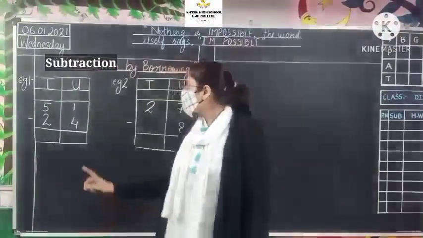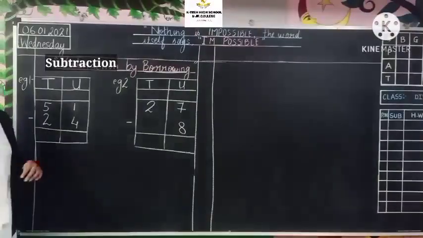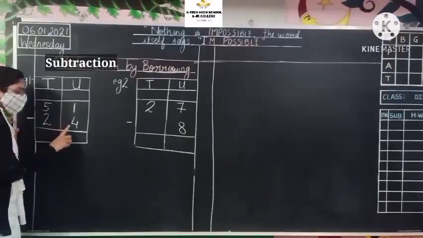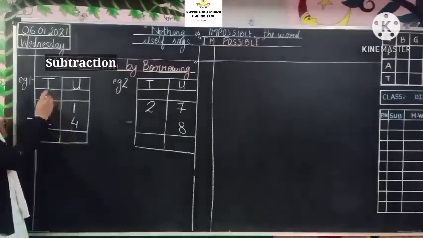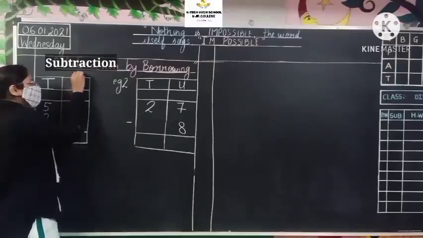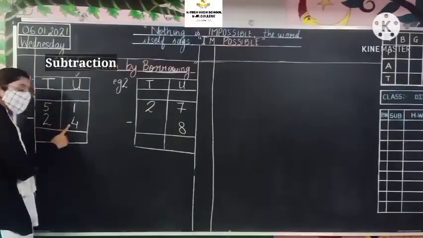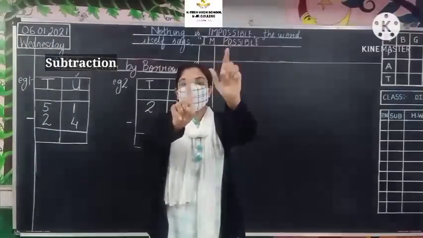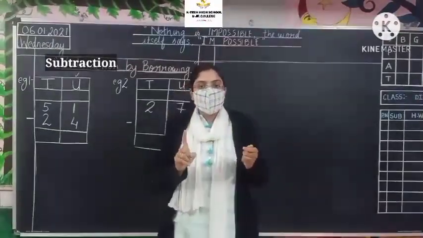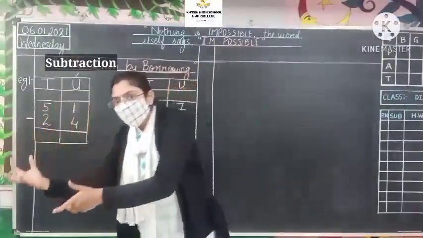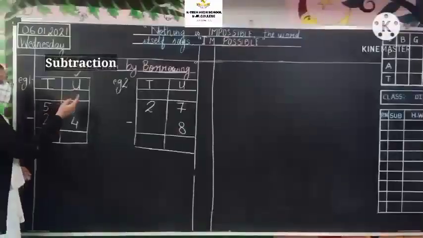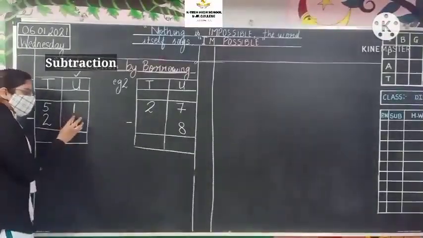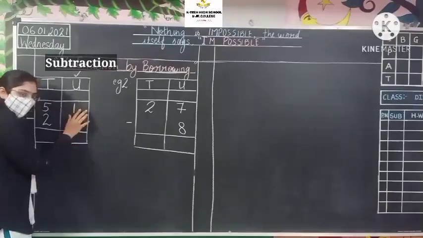Now students, I have written 2 examples on the board. First example, 51 minus, this is the sign of minus, 24. Students, see. As you remember, we always start with the units place. 1 minus 4. You cannot remove 4 from 1. I have only 1 finger. So, you have to convert this 1 by taking 1 from the tens place. When there is a bigger number down and a smaller number up, you cannot minus.